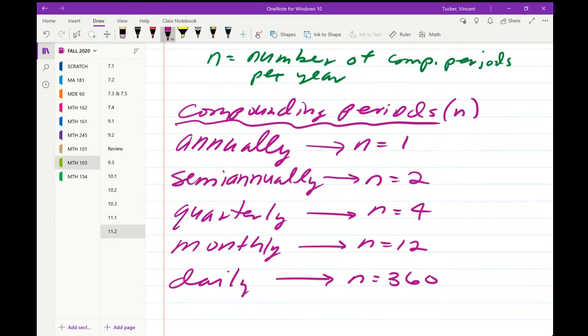All right, so when it comes to compounding periods for n, normally they don't say a number. They normally give you a name. So they will say something like compounded annually, compounded semi-annually, quarterly, monthly, or daily. If that is the case, then n would be equal to 1 for annually, 2 times for semi-annually, 4 times for quarterly. Monthly would be 12 times, and then daily would be 360. Remember, that was Banker's rule.